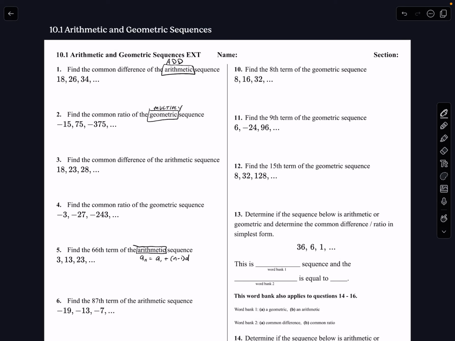Okay, we're going to take a look at some arithmetic and geometric sequences. A sequence is really just a list of numbers that has a rule. There are two different types of sequences here. We have an arithmetic sequence, and that means we're adding. And then we have a geometric sequence, and that means that we are multiplying to generate this sequence.